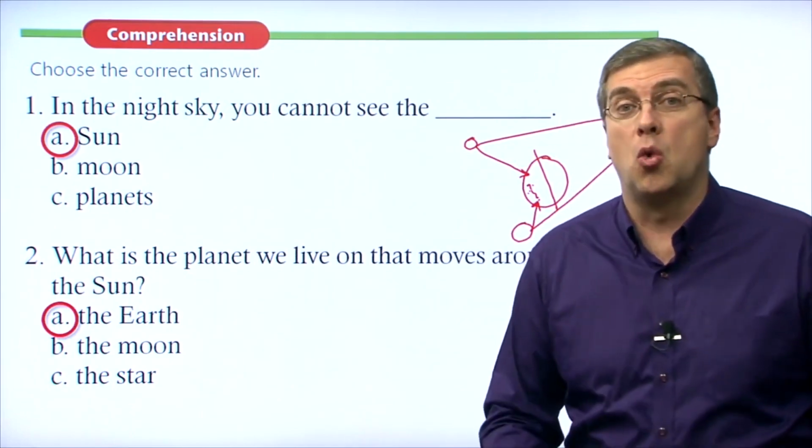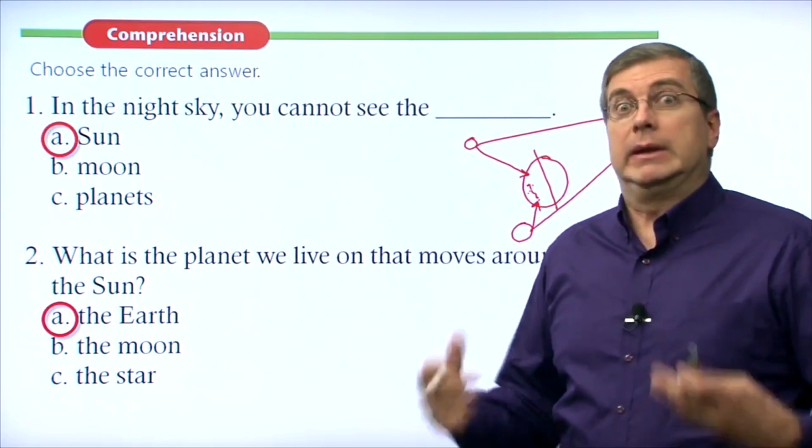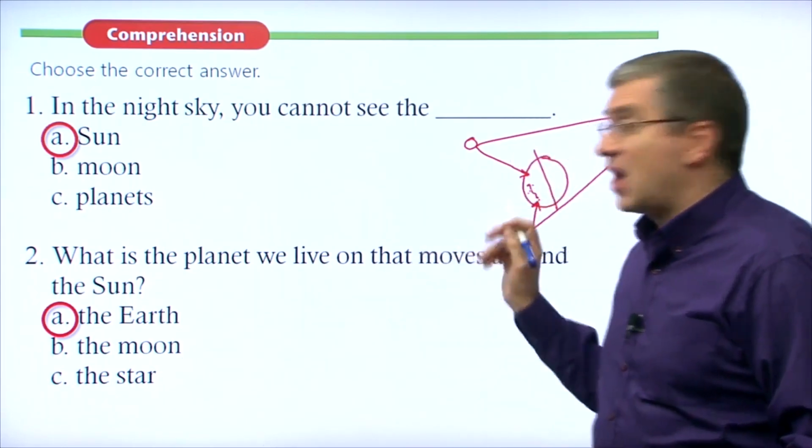The Earth is our home, right? We don't live on the moon. There's no air there, right? We'd die, right? We don't live on the star. It's too hot.